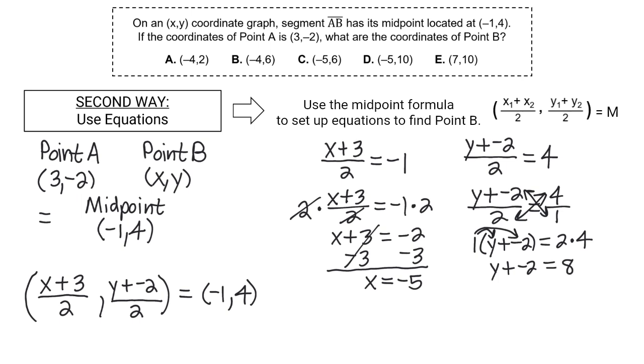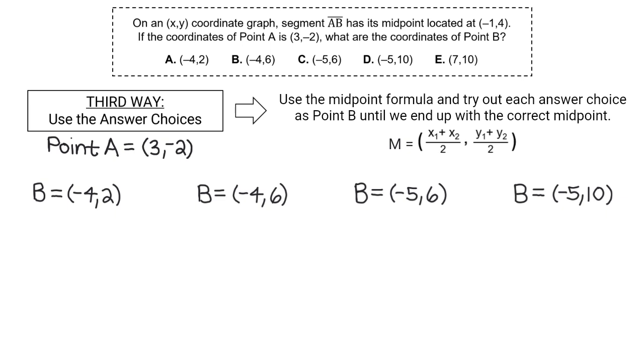And then to cancel out -2, I'll have to add 2 to both sides. You're going to end up with y equaling 10. So it looks like point B, combining both answers, its coordinates are going to be -5, 10. Once again, the answer is D.